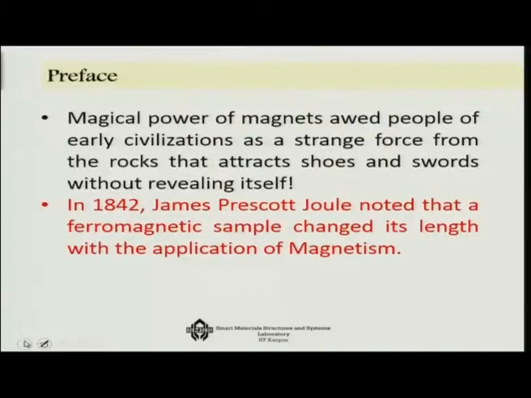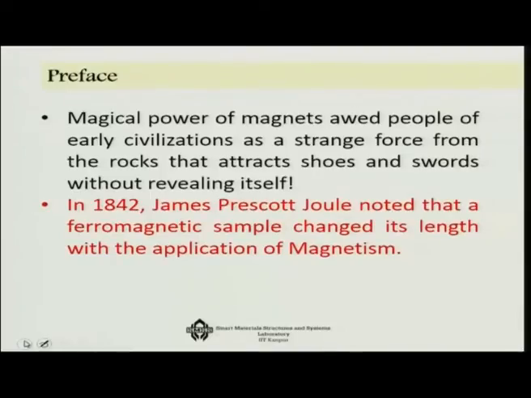Now, magnetic force is something which in deep history was always considered a very mystic kind of force, because this is one force which you cannot visualize or visually determine that the force is there, but the force can be very considerable. This is what was considered the magical power of the magnet, and it awed people of early civilizations as if it is a strange force which comes from the rocks. Basically, these magnetites are available in the rocks.